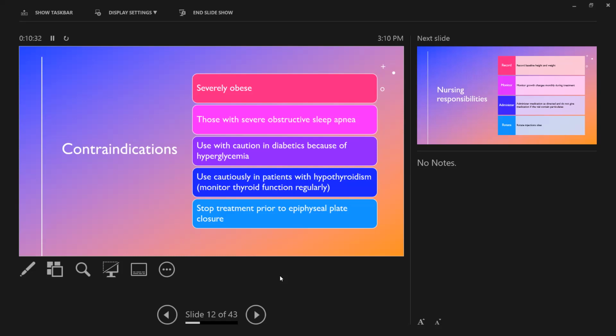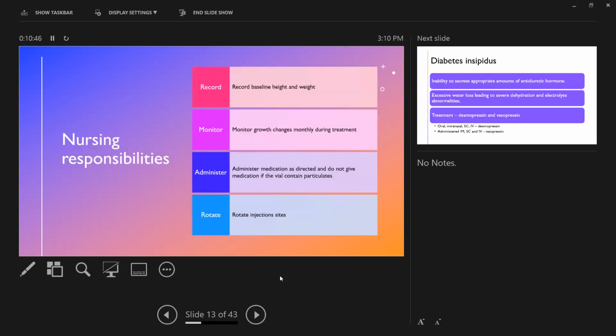Stop treatment in children prior to closure of the epiphyseal plate. You may need an X-ray or some other imaging to ascertain the status of the epiphyseal plate. So your job as the nurse is to get a baseline height and weight, then continue to monitor growth changes during treatment. Increased growth, of course, is a sign of treatment working. And then administer the medication as directed.